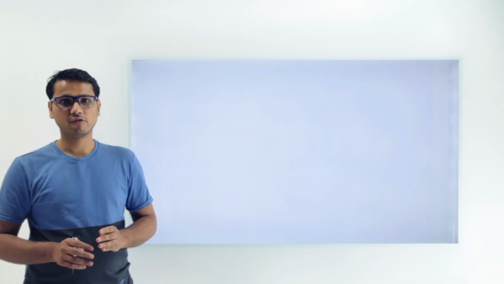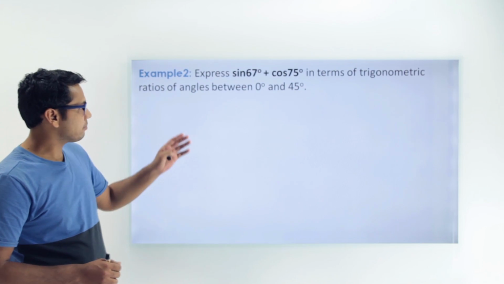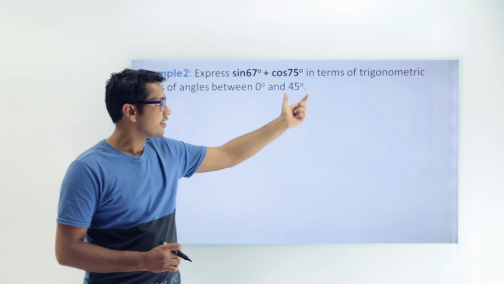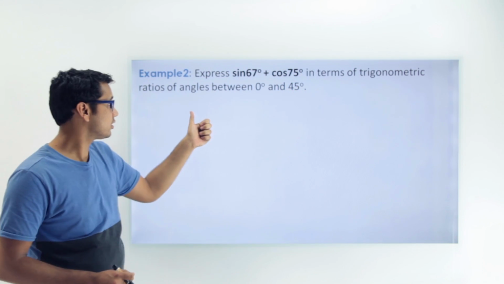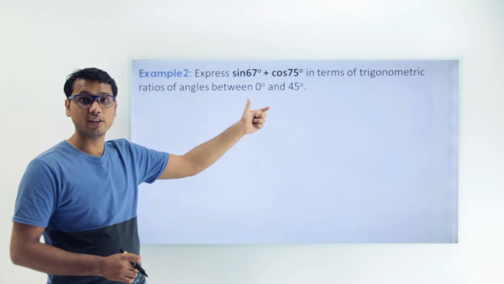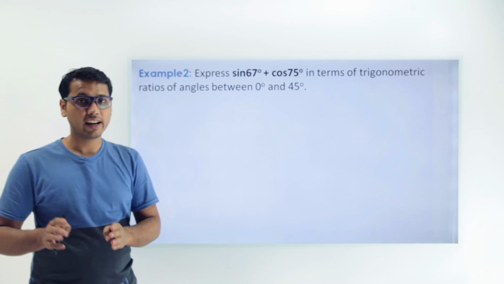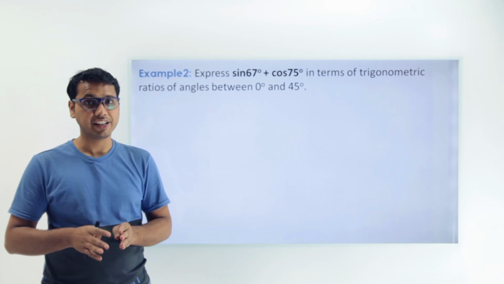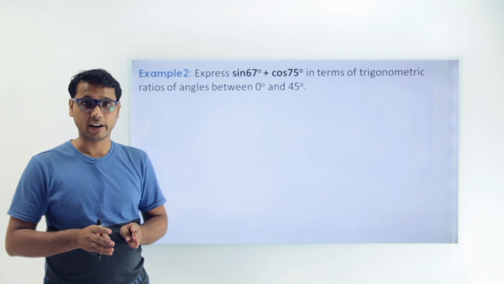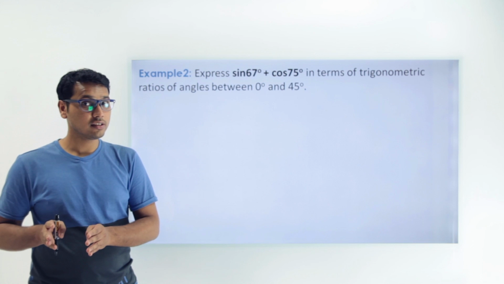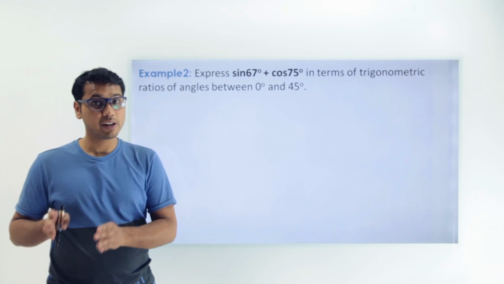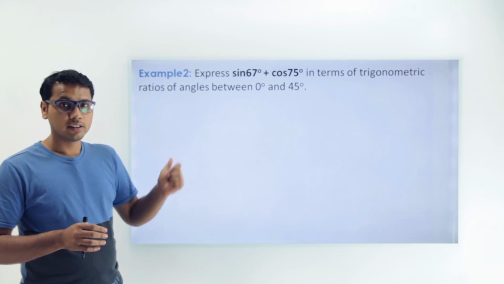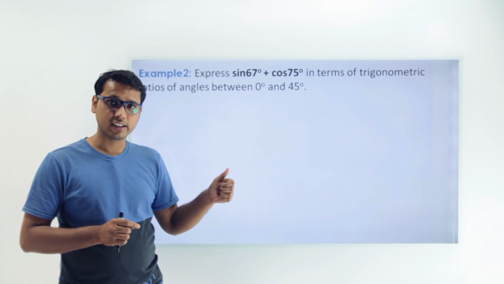Now let's move on to our next example. The next example says that we have to express sin 67 plus cos 75 in terms of trigonometric ratios between angles 0 and 45. Now we had seen that we can break any angle in terms of 90 minus its complementary angle. And to find the complementary angle of any particular angle, what we have to remember is that the sum of complementary angles is 90 degrees.